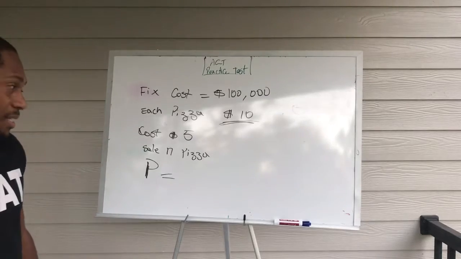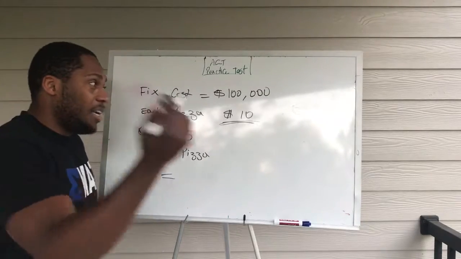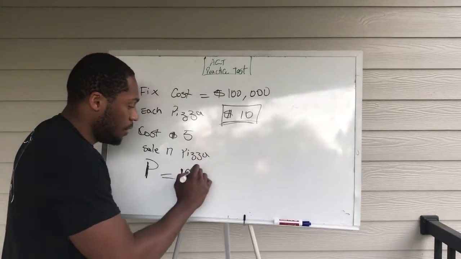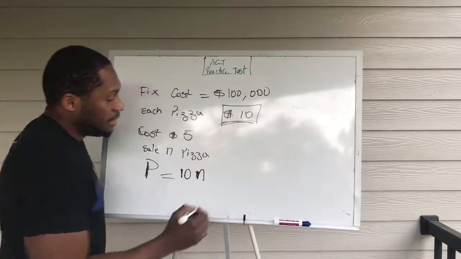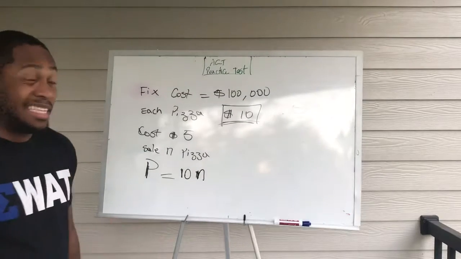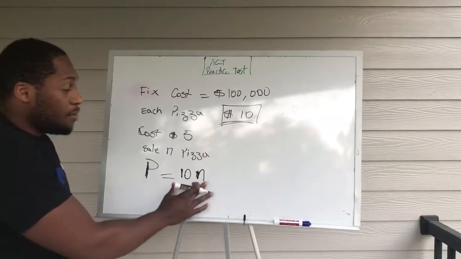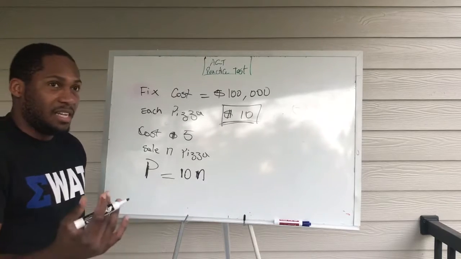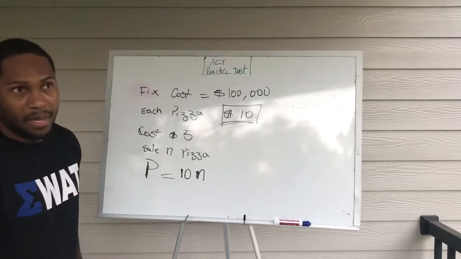So he sells n pizza. Each pizza brings in $10. So that means it's 10n. If Jack didn't have anything else, he would make 10n. So if he sells 2 pizza, he'll make $20. If he sells 10 pizza, like I said, he will make $100.